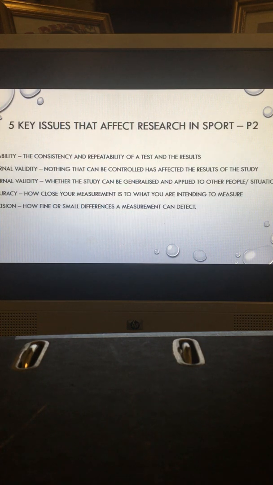Here are the 5 key issues that can affect research. Reliability is the repeatability and consistency of a test and the results. Internal validity, nothing that can be controlled has affected the study. External validity, whether the study can be generalized and applied to other people or situations. Accuracy, how close your measurement is to what you are intending to measure. And then finally, precision is how small a difference the measurement devices can detect.